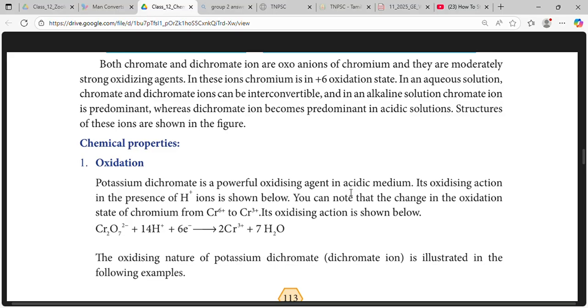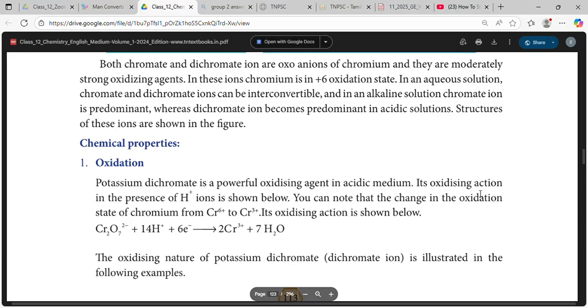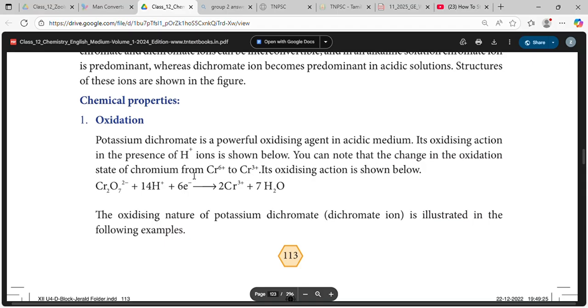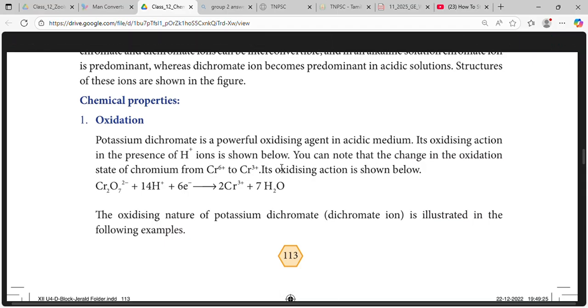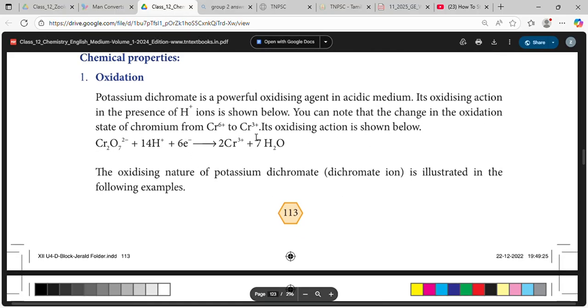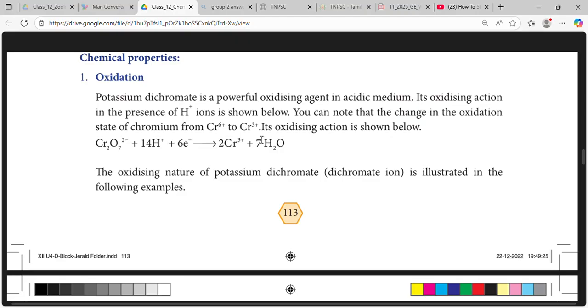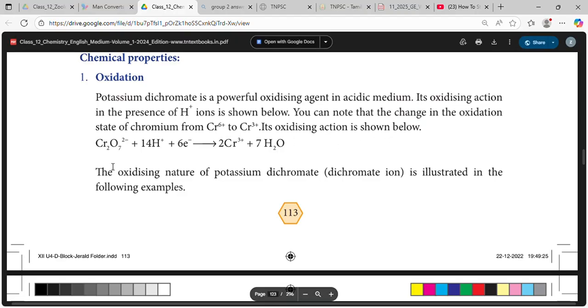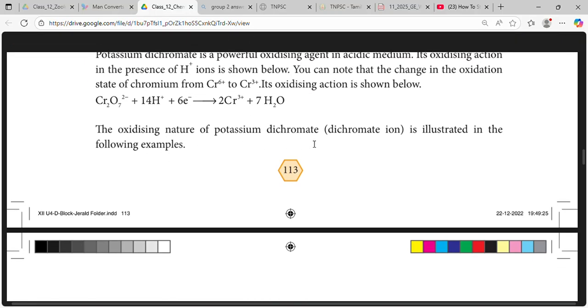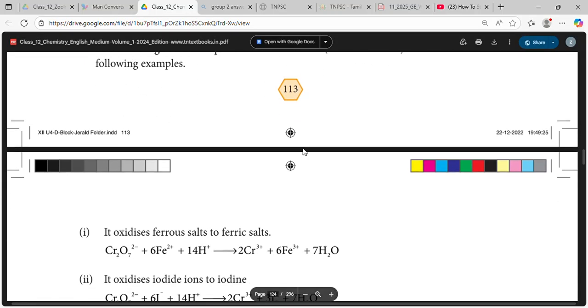Potassium dichromate is a powerful oxidizing agent in acidic medium. It is an oxidizing agent in the presence of H+ ion. You can note the change in the oxidation state of chromium from Cr6+ to Cr3+. Its oxidizing action is shown below. The oxidizing nature of potassium dichromate is illustrated.